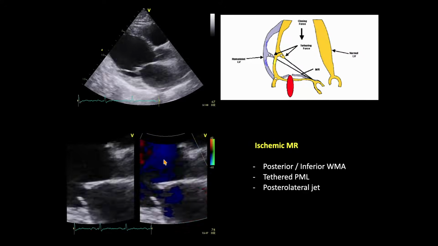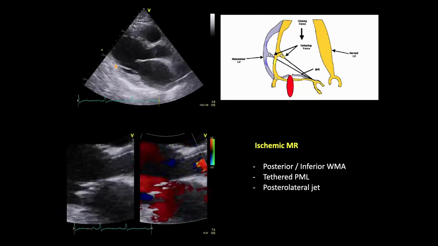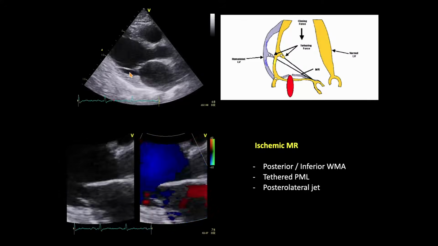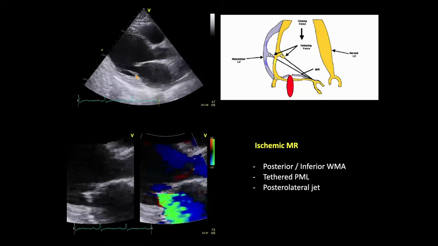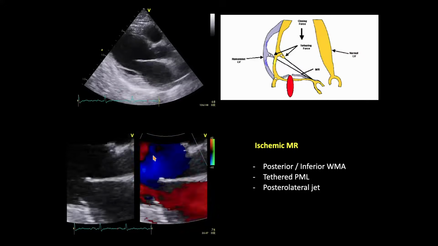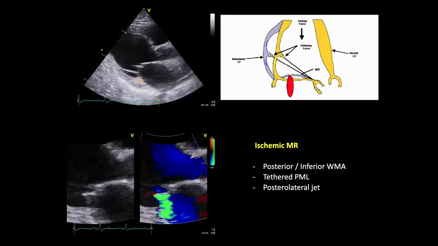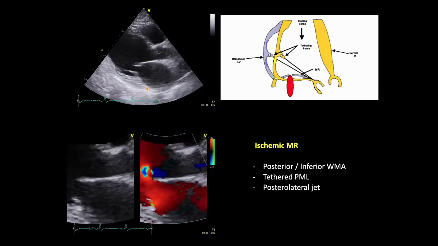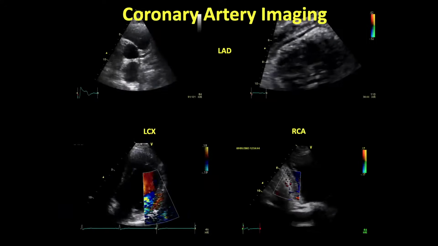So typically here, you can see that the posterior wall is akinetic, and because of that, the papillary muscle attached there has been pulled. It's holding back, and then the PML gets pulled back and it gets restricted, and that causes the MR. And here in ischemic MR, you usually see the MR posterolateral jet, and that's a very characteristic feature of the ischemic MR.